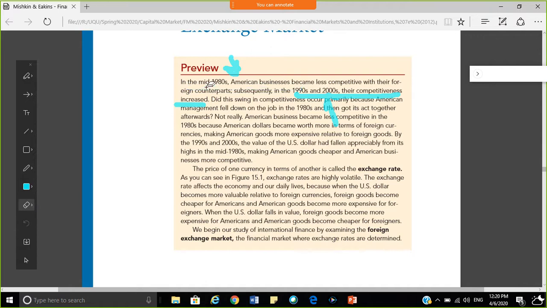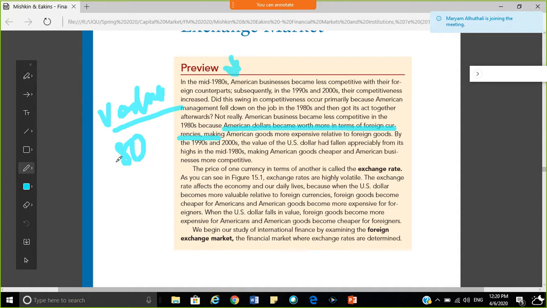Okay. So here they give the answer: not really. American businesses became less competitive in the 1980s because American dollars became worth more in terms of foreign currencies. The value of dollars increased in the 1980s. So what happens if the value of dollars increases, or if the value of the real or the yen increases in the market? What happens then? So you have to understand this. How does it affect business?